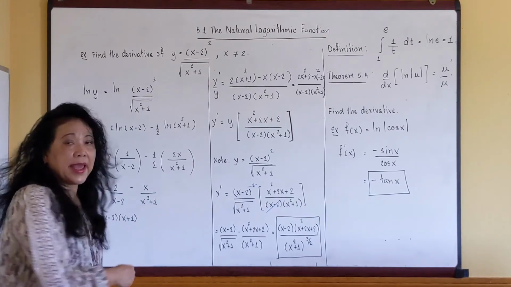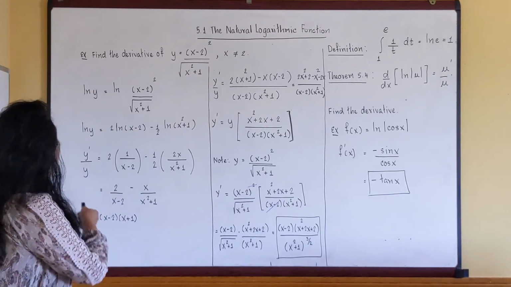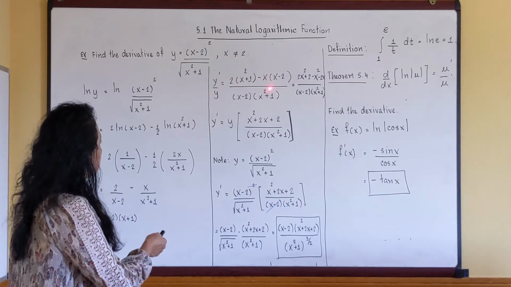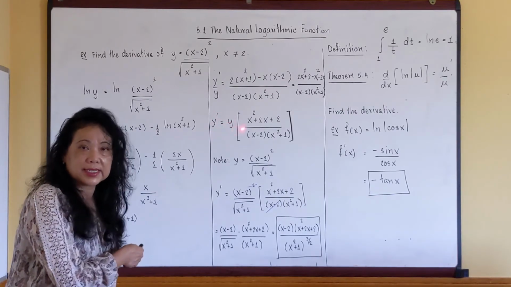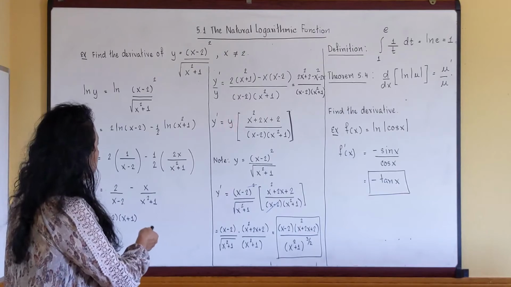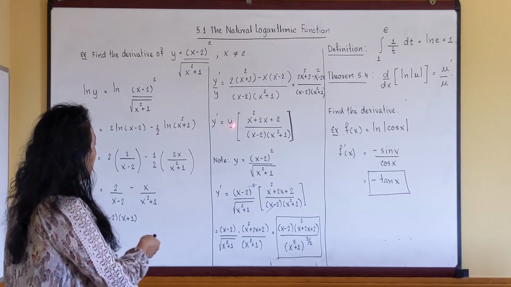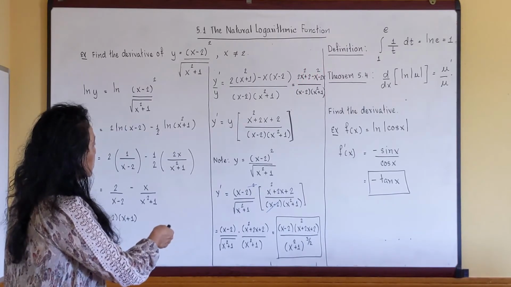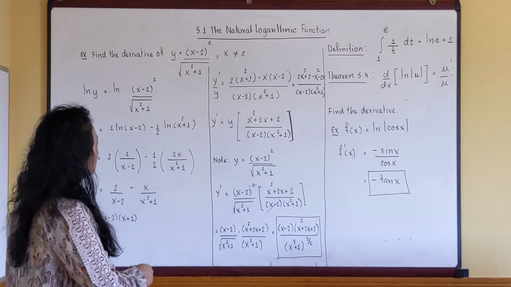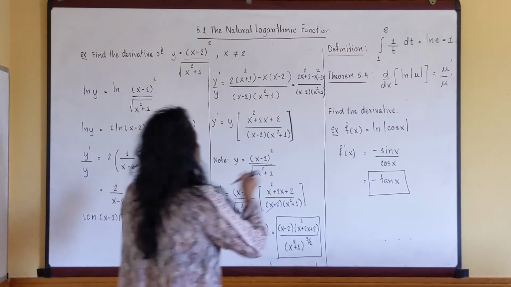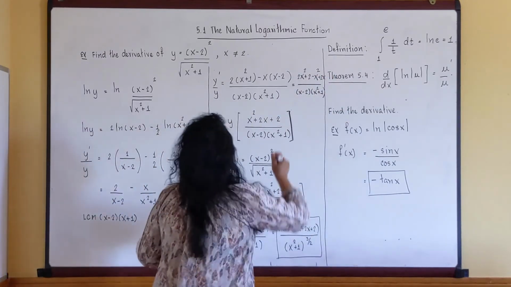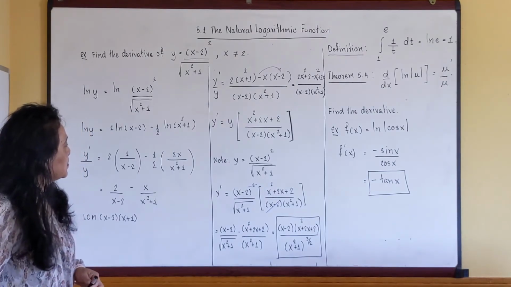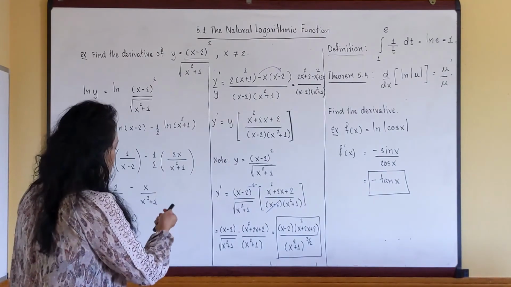After that, I want to have y prime by itself, because y prime is the derivative that I'm looking for. So I multiply both the left and right sides by y, and I end up with y prime by itself. Then I simplify this whole thing: 2x squared minus x squared gives x squared, and it should be plus right here, so I get plus 2x plus 2 now.